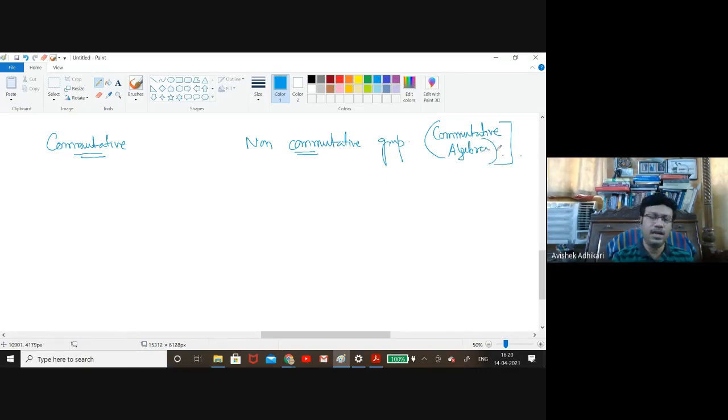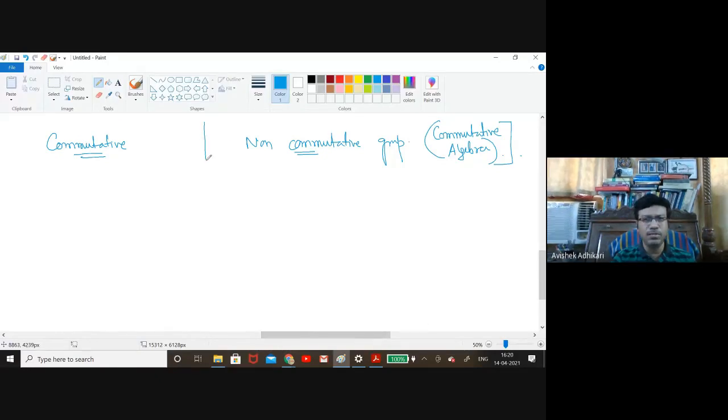Atiyah-Macdonald's book is one of the famous books for commutative algebra. But for the time being, I don't expect you to study that book, because it requires a lot of extra things that you may learn in the next semester or the one after. Then you may start with commutative algebra, which could be for advanced students, and I'm sure many of you from this class will like it. So that's a futuristic process, but not now.